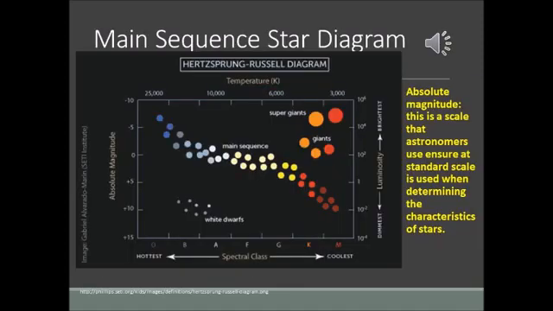This diagram is called a Hertzsprung-Russell diagram. It shows the classification of stars. In the middle, you can see the main sequence stars, and above the main sequence, you see the giants and the supergiants. Below, you can see the white dwarfs.